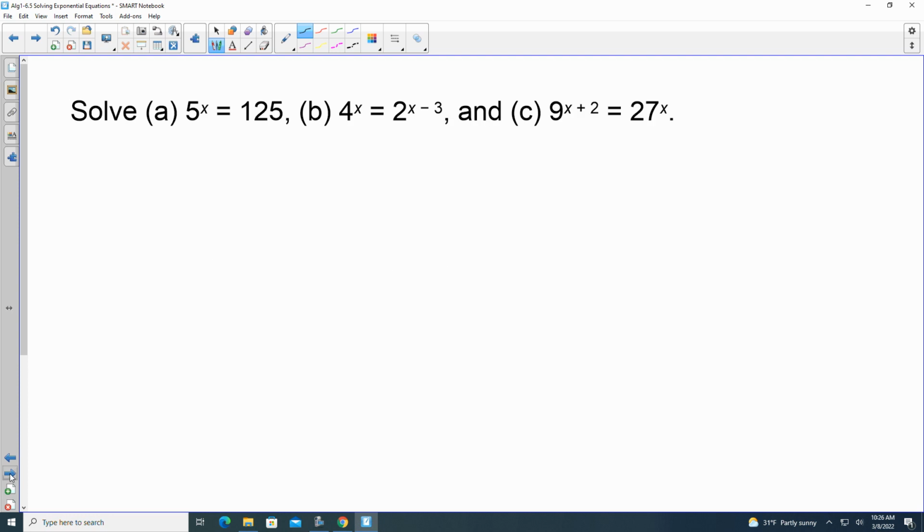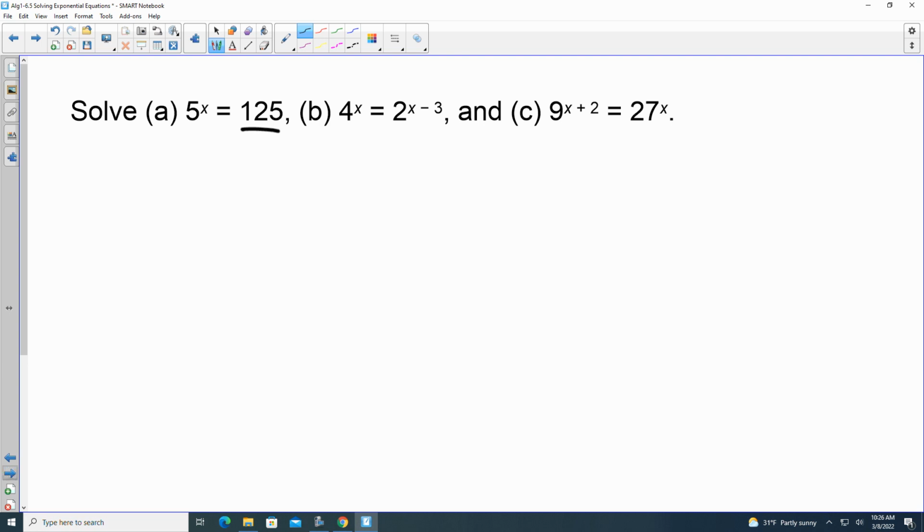For these particular ones, we have exponential equations, but the problem is we don't have the same base. We have 5 and we have 125, not the same. 4 and 2, not the same. 9 and 27, not the same. So what we have to do now is manipulate it in a way to make it look like the same base.